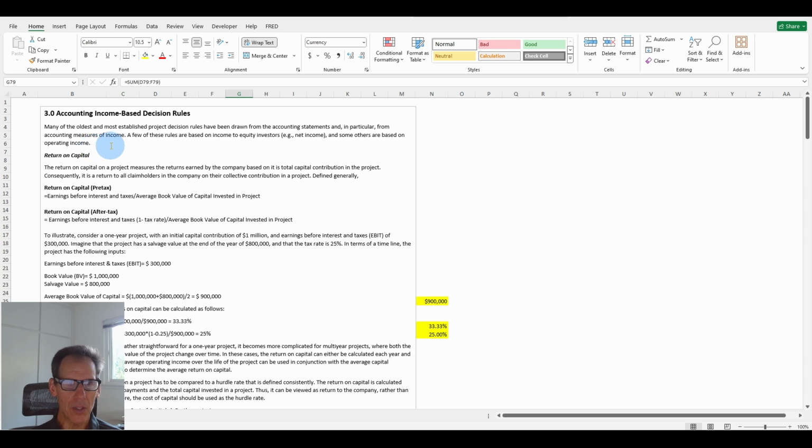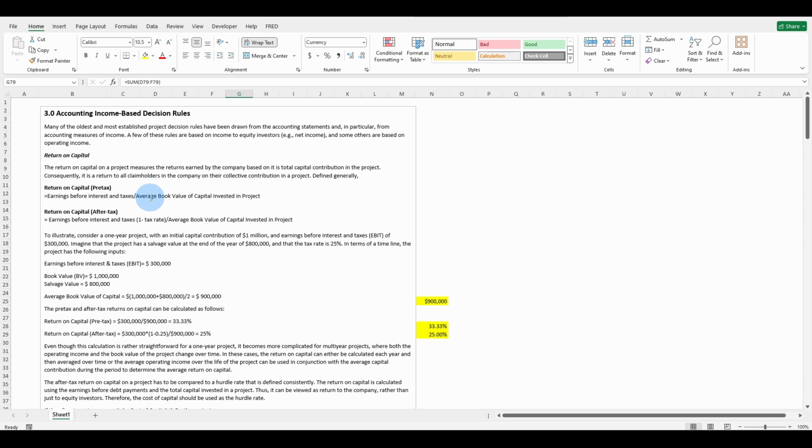Many of the oldest and most established project decision rules have been drawn from the accounting statements, and in particular from accounting measures of income. A few of these rules are based on income to equity investors, e.g. net income, and some others are based on operating income.